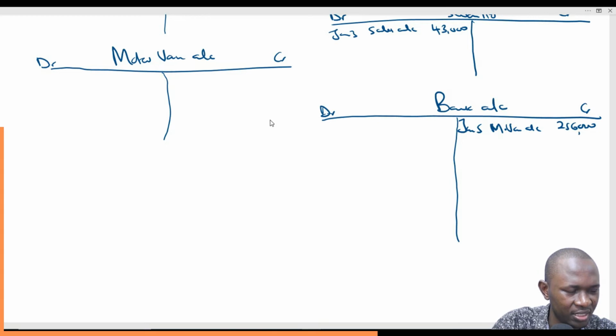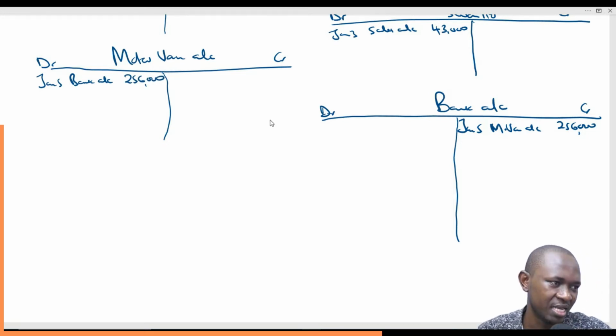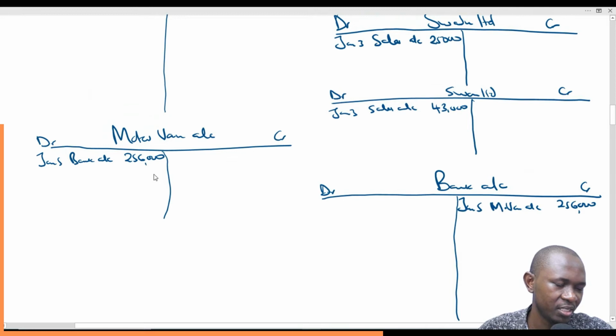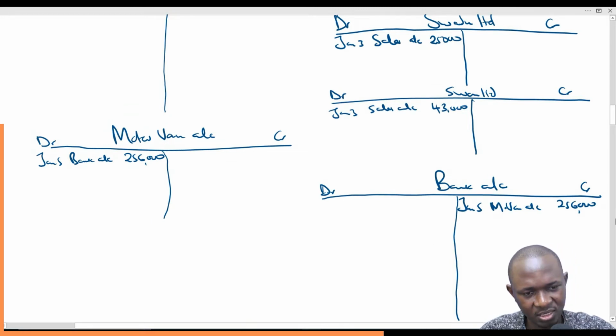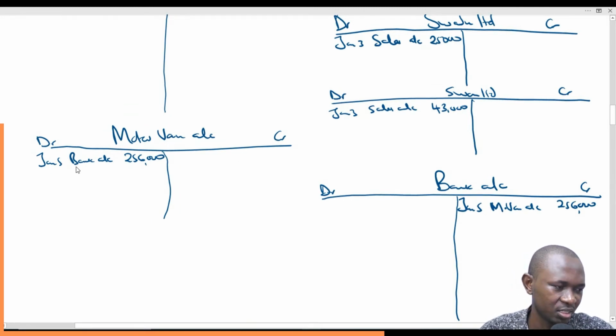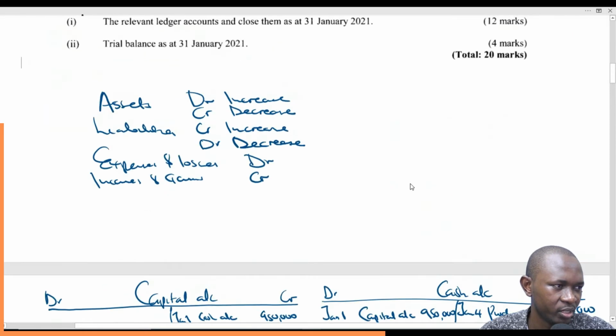This is an asset. So you can see asset is decreasing, asset is increasing. So here, January 5th, we will say bank account, how much? 256,000, because it's gaining. The motor van is an asset, bank is an asset. When assets decrease, we credit. When assets increase, we debit. Just like that.